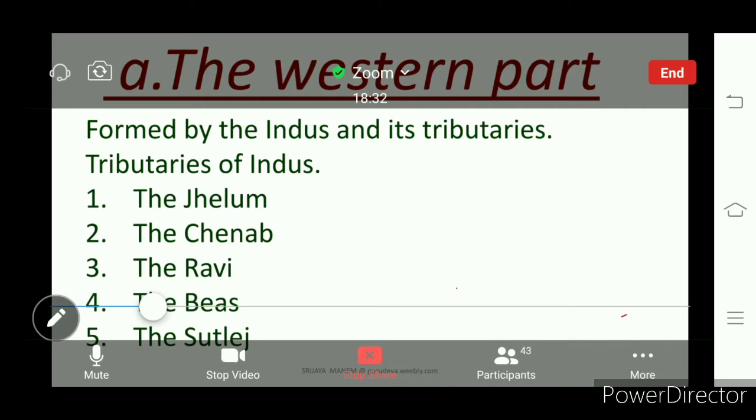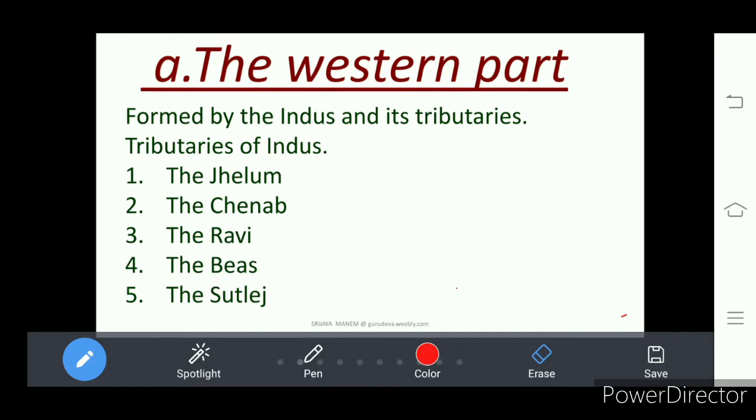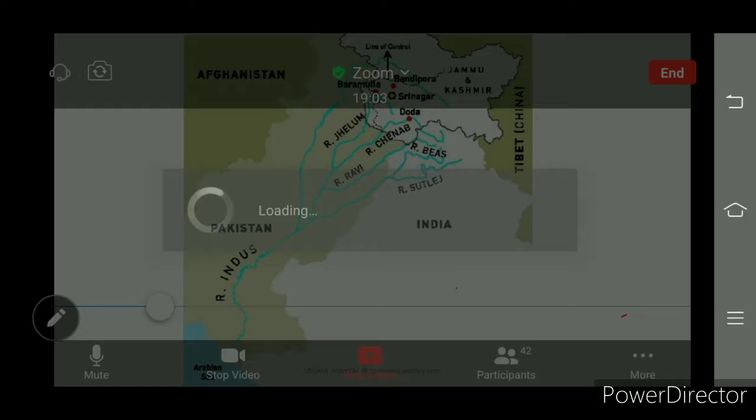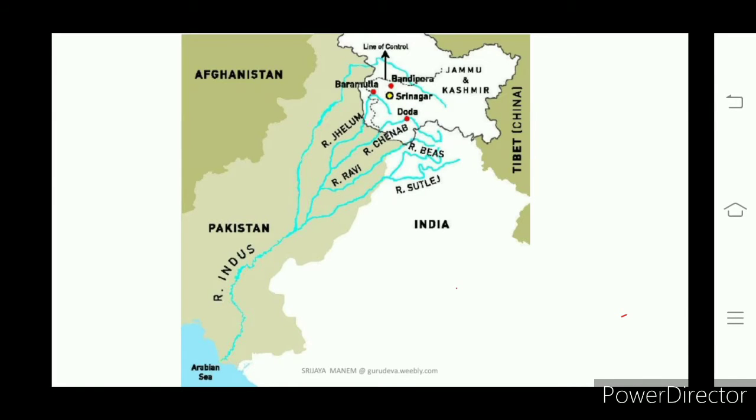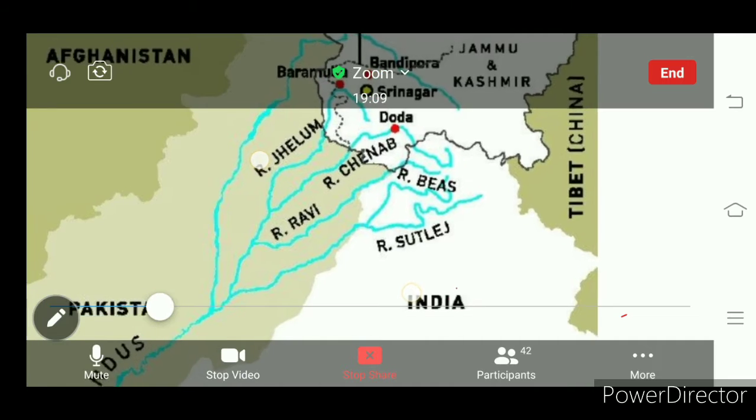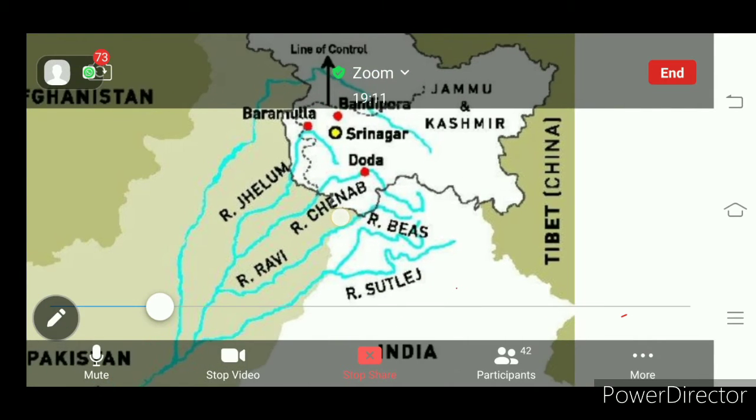See, Indus and its tributaries. What are the tributaries of Indus? Jhelum, Chenab, Ravi, Bias, Satluj. These are the tributaries of river Indus. Indus and its tributaries led to the formation of the western part of the Indo-Gangetic plains. Look at here. This is the Indus and its tributaries.